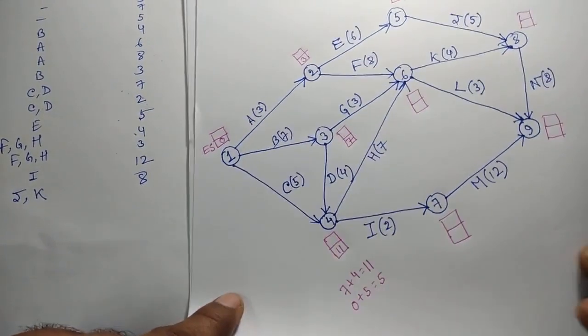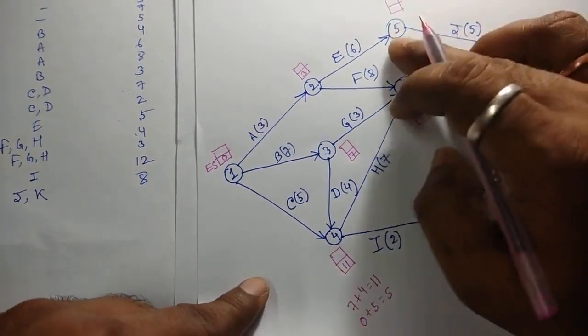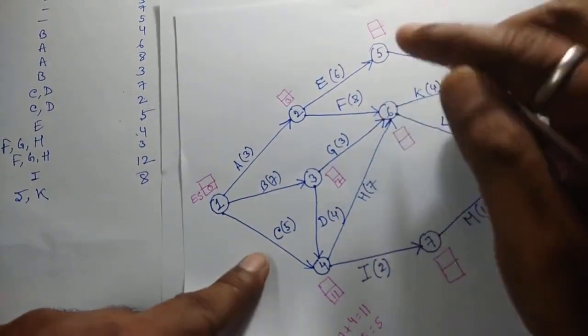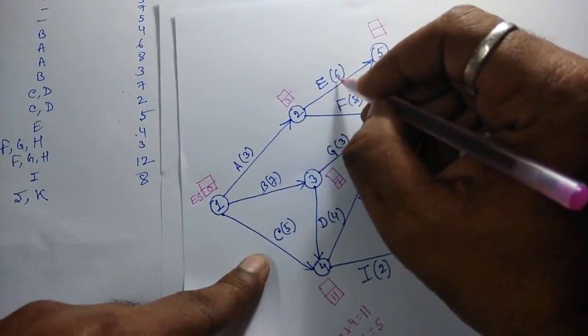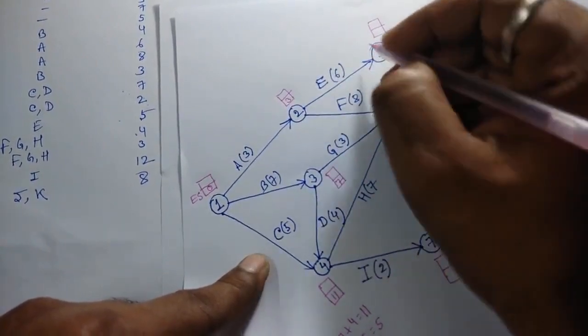Next, for node 5, it is 3 and the duration is 6 weeks. So 3 plus 6 will be 9.